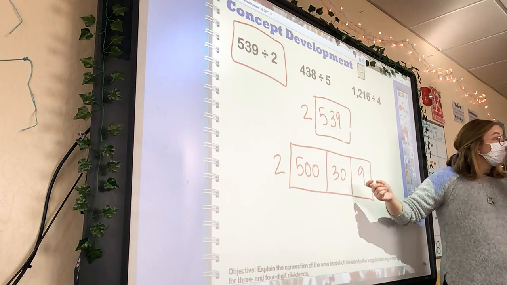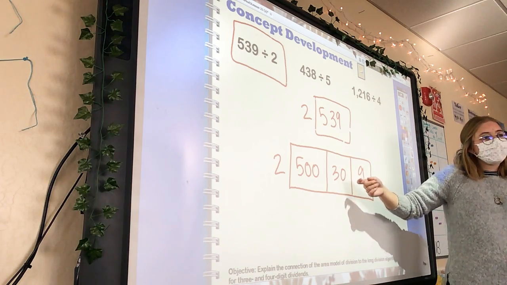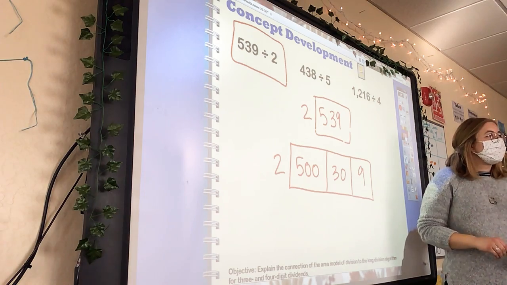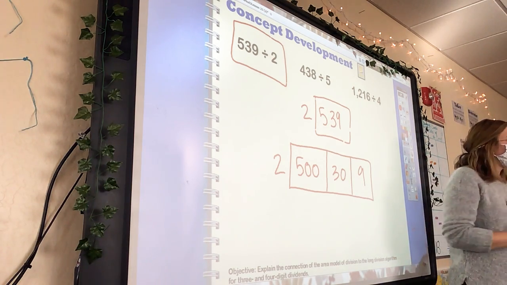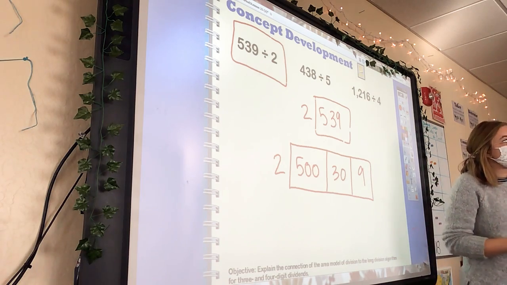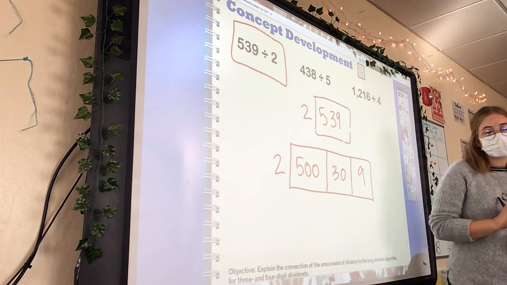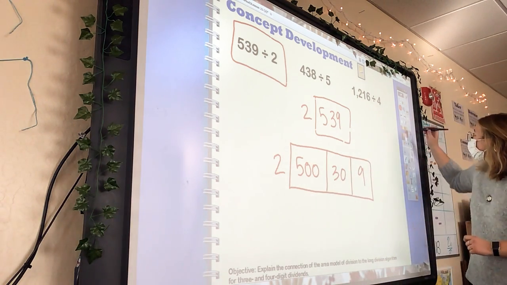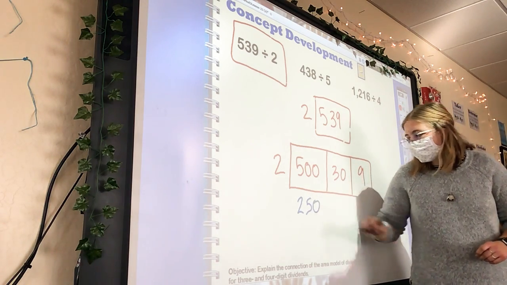Yes. What is it? 15. Good. Can 9 be divided by 2? No, it cannot. Okay. However, we're going to do something a little different. We're actually going to go ahead and just divide, and I'm going to show you something. So 500 divided by 2. What did we say it was? 250. Okay.